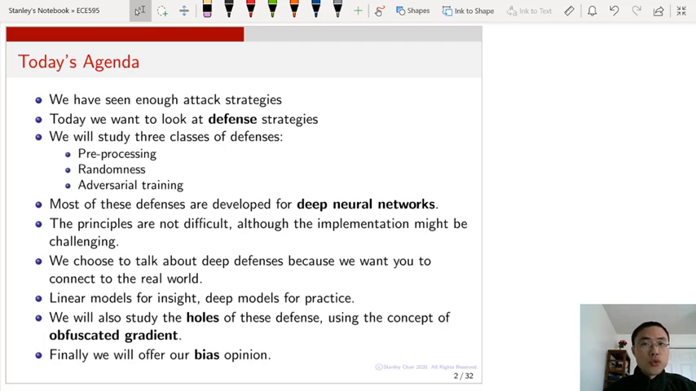In particular, we are going to introduce a technique called obfuscated gradient or gradient masking. And finally, in this lecture, I'm going to give you some very biased opinion on this topic in general: adversarial attack, which direction should we go, what would be the open problems in this area, and what are the more challenging problems in this field in general.